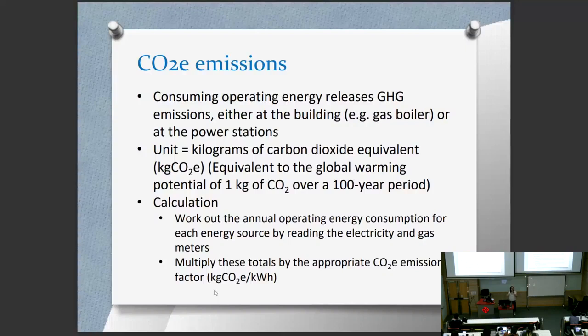But for my home, apart from electricity, I also consume town gas. So I also need to check the town gas bill, find out the total units of consumption, and multiply by the emission factor for town gas. Then adding up the carbon emissions from town gas and electricity, I will have the total operating carbon for my home. Actually, calculating the operating carbon is rather straightforward. Check the bill and then use the emission factors.